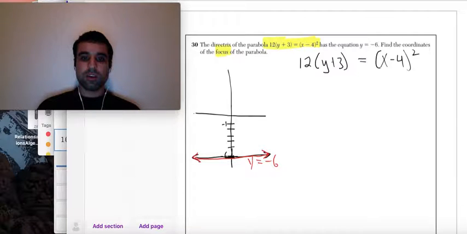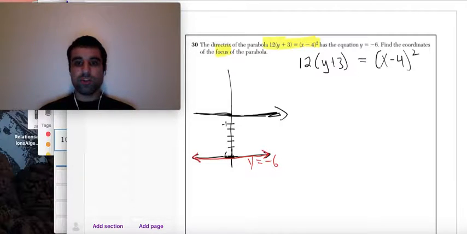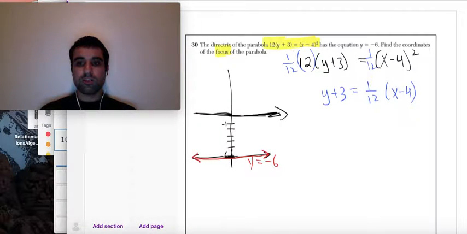very simply multiply both sides by 1/12, because I don't want to divide by 12. So when I multiply both sides by 1/12, that's the same as dividing by 12, it will cause the coefficients to cancel out, right? And I'm not going to distribute or anything. So the new equation will just become y plus 3 equals 1/12 times x minus 4 squared. Then I subtract 3 on both sides.